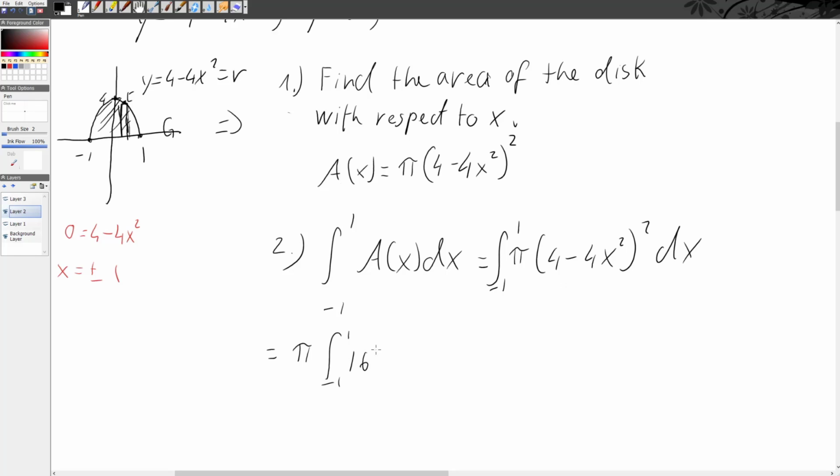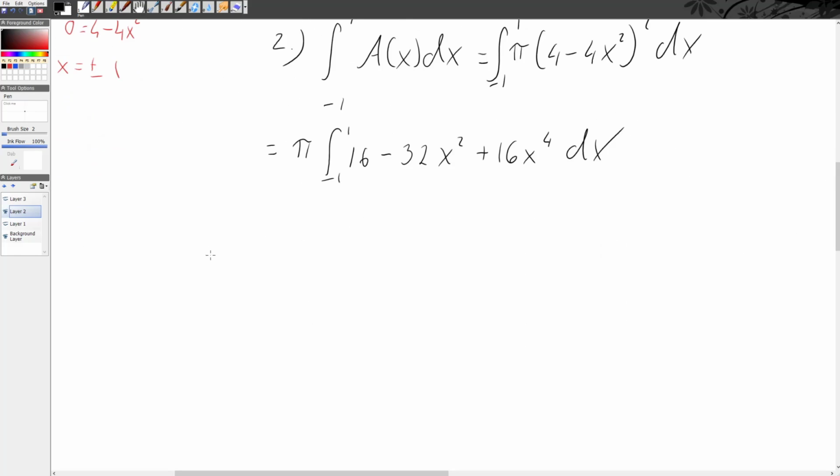Multiply out everything on the inside. That's going to be 16 minus 2ab, so 2 times 4 times 4 is going to be 32x squared, plus x to the 4th dx. We integrate everything. So the first term is going to be 16x minus 32 divided by 3 x cubed plus 1 over 5 x to the 5th. And we are evaluating this from -1 to 1.